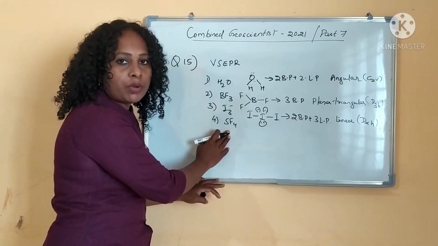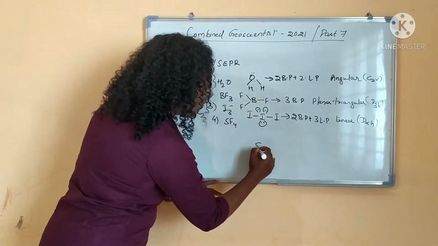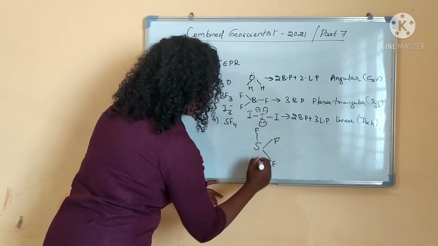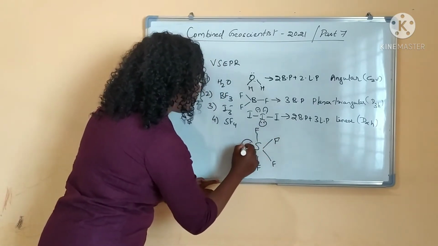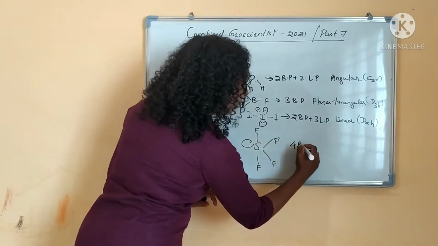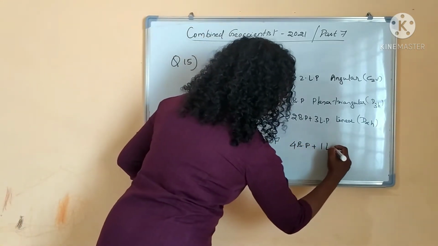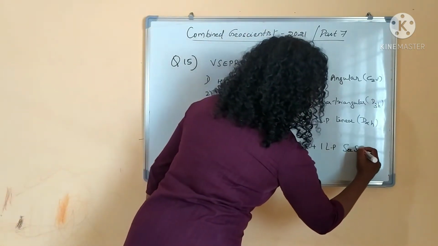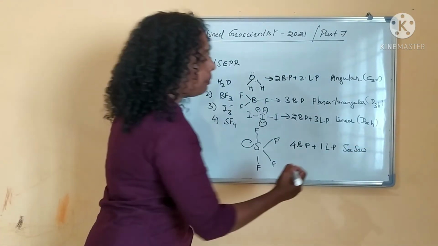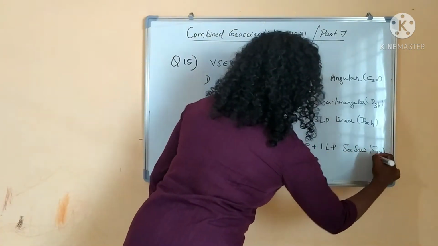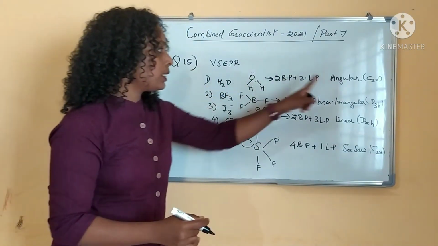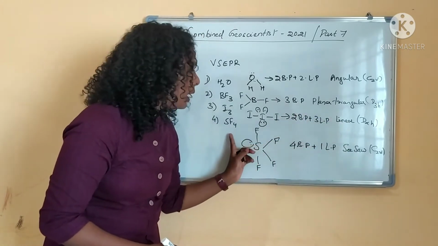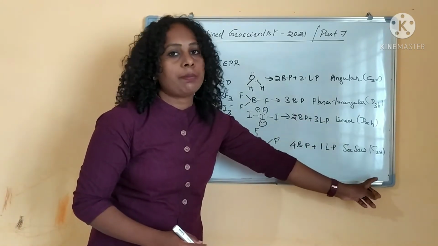And what about SF4? Sulfur is having 6 electrons. Out of 6, 4 have bonded with the fluorine, right? And the remaining 2 electrons, that is, 4 bond pair plus 1 lone pair present. The structure will be seesaw shape, right? And it belongs to the point group C2V. Clear? So your options: water is angular shape, BF3 is planar triangular shape, I3 minus is linear shape, and SF4 will be seesaw shape. Clear?